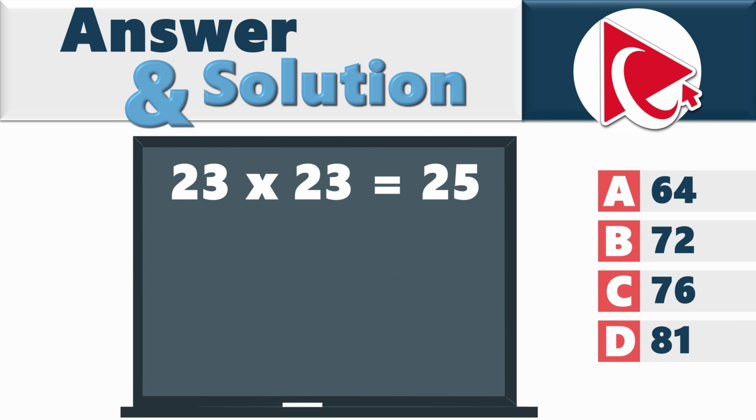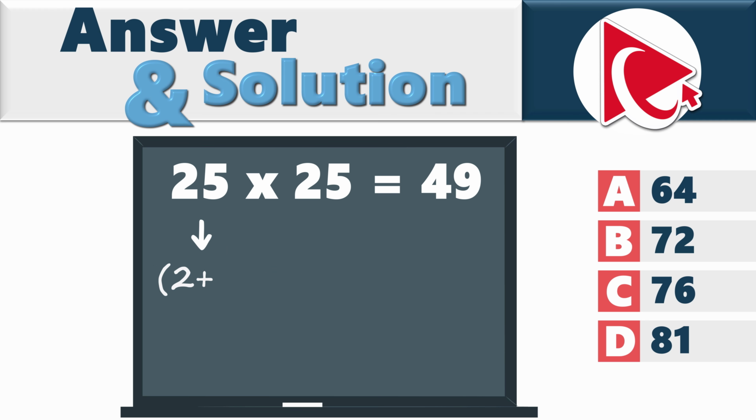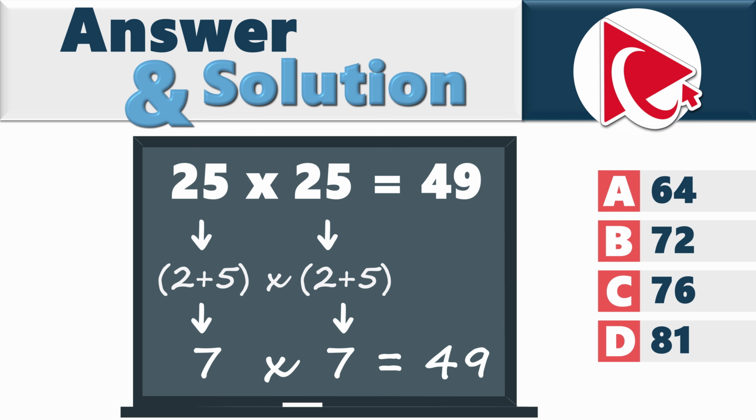For example, 23 by 23 would be (2 plus 3) multiplied by (2 plus 3), which would be 5 multiplied by 5, and the result of this would be 25. The second expression would be (2 plus 5) multiplied by (2 plus 5), which would be 7 by 7, equal to 49.